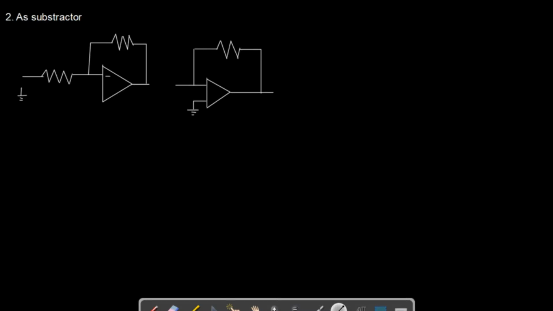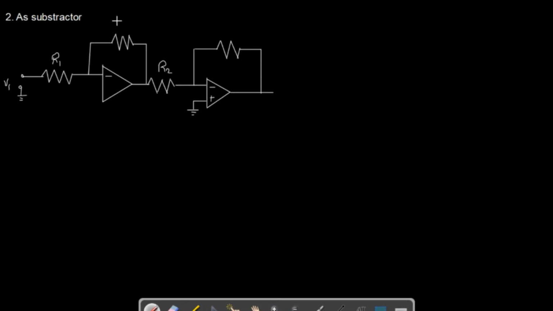And this is your negative terminal, and this is your positive terminal. Then we do have an input resistor here also. And then we have got the input voltage, let's say V1. And this is your R1, let's say, and let's say this is your R2.